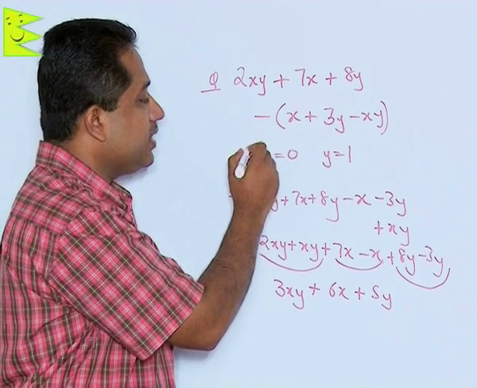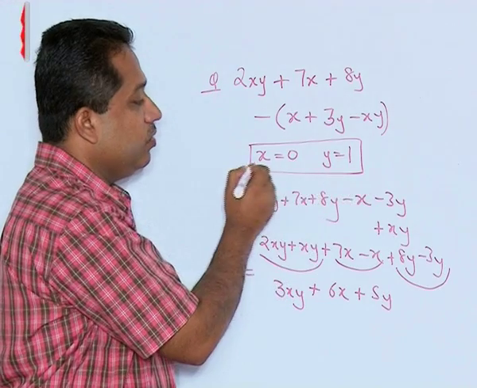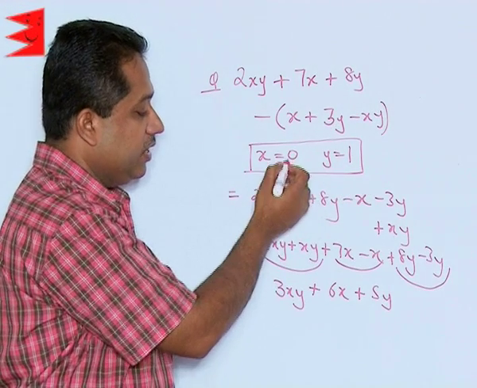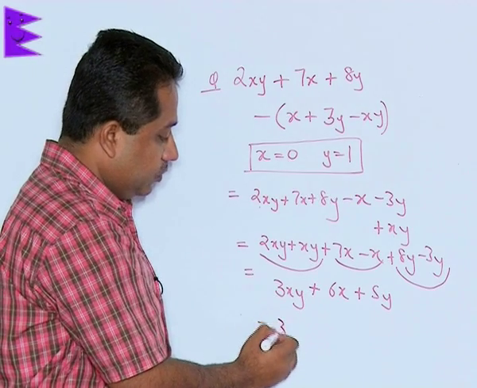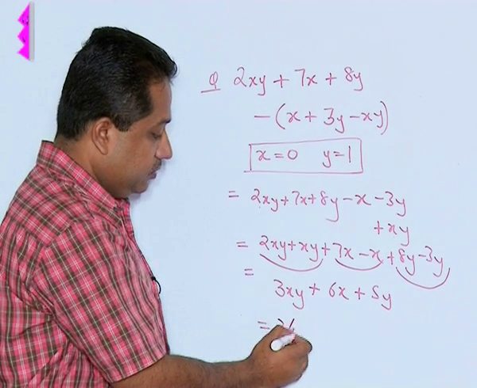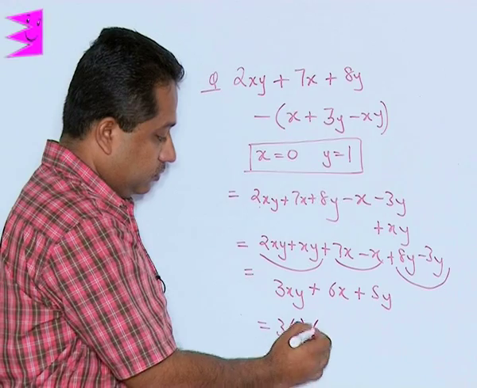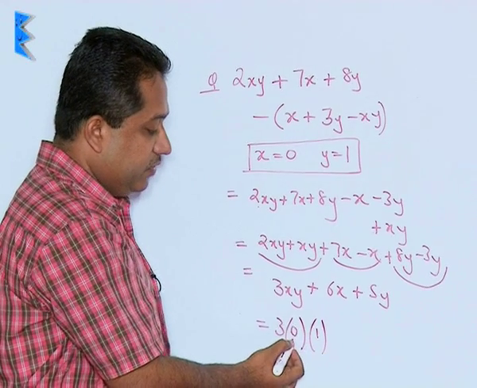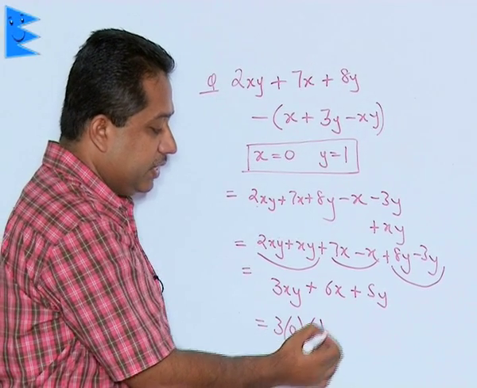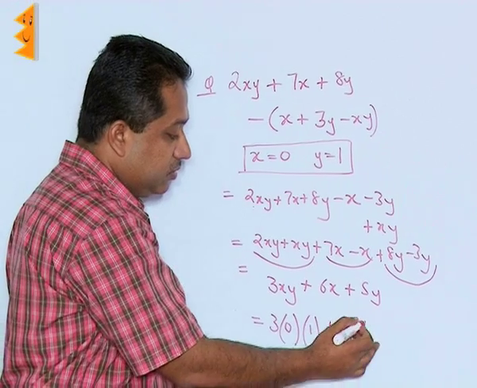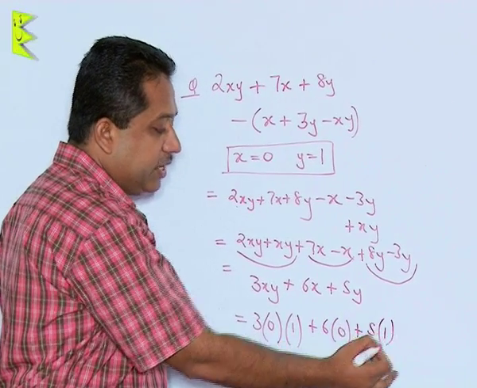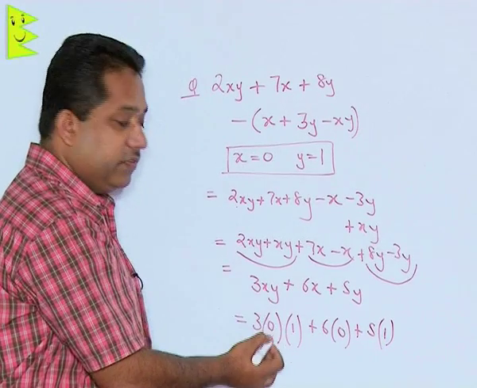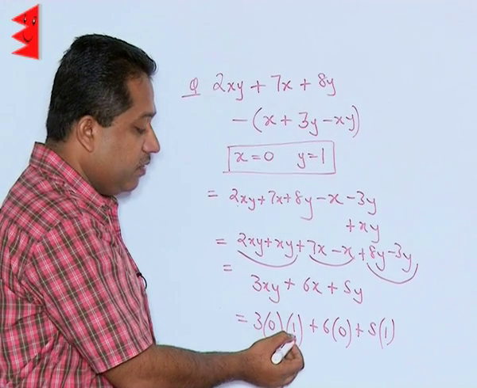Now the next part of the question is find the value of this expression when the value of x is 0 and the value of y is 1. So substitute the values given. Instead of x we are putting 0 and instead of y we are putting 1. Wherever there was x we are putting 0 and wherever there is y we are putting 1.